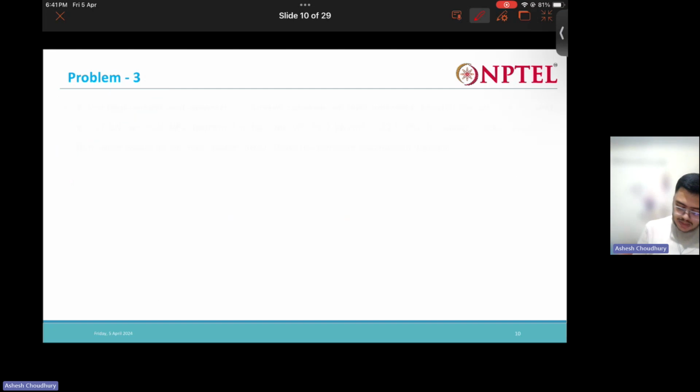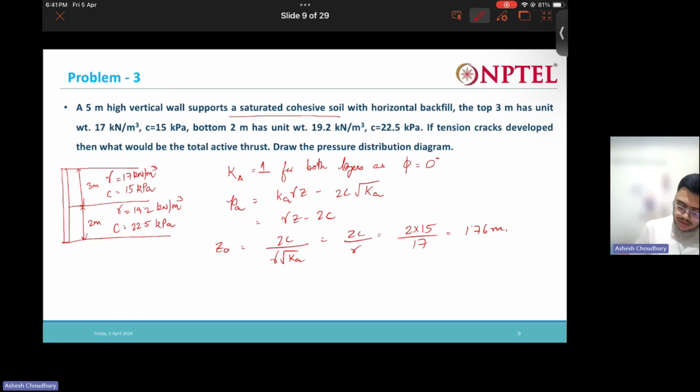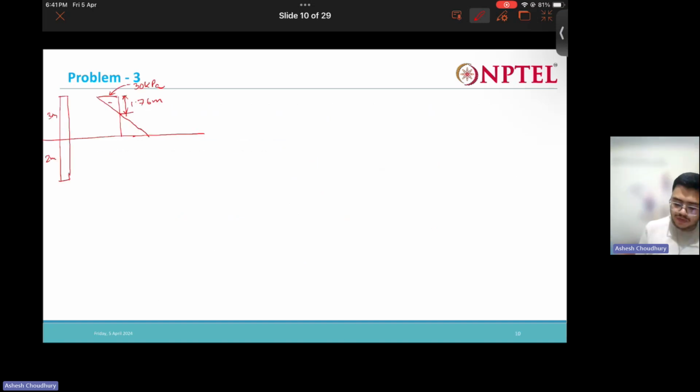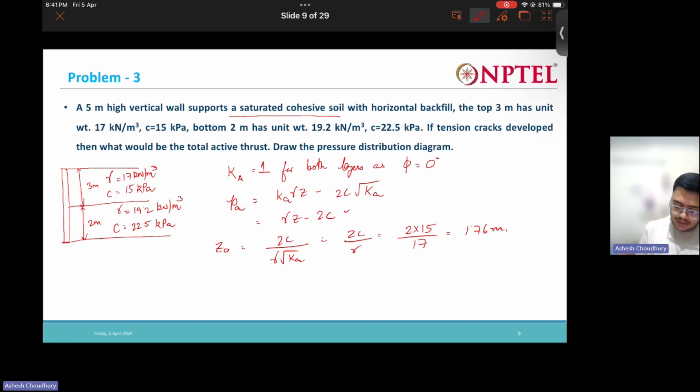Now what is this value at a depth of 3 meters? So put z equal to 3. Gamma means 17 into 3 minus 2 into 15. If we put in this expression, 17 into 3 minus 2 into 15, this one will be 21 kPa. So this is the plus portion. Okay. This is for the upper layer.